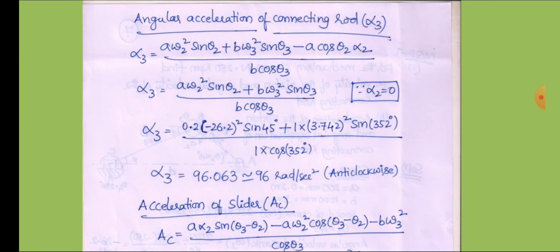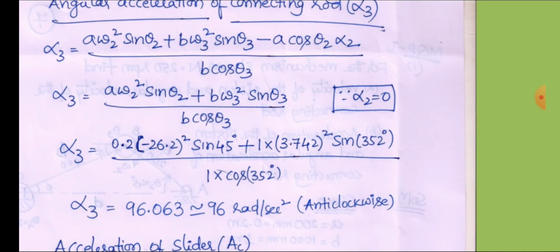Take the formula. Now after writing alpha 3, look here. Alpha 2 is 0. Thereby the last term in the numerator, what is it? Minus a cos theta 2 alpha 2 is going to become 0. Thereby alpha 3 is equal to (a omega 2 square sin theta 2 plus b omega 3 square sin theta 3) by b cos theta 3. Because alpha 2 is 0, if I substitute, this whole term in the numerator is going to become 0.